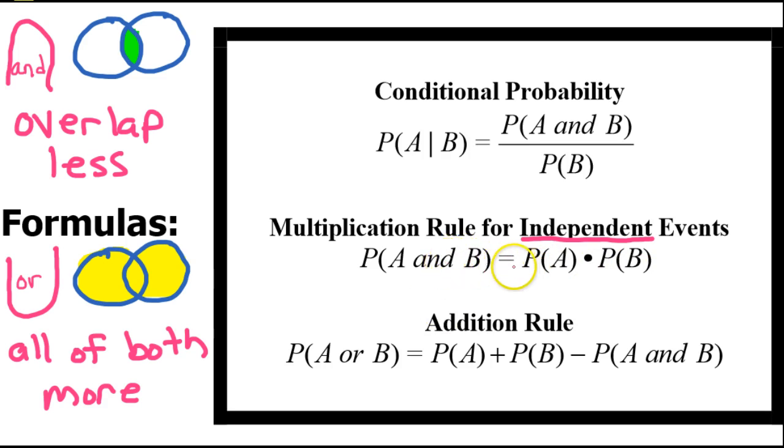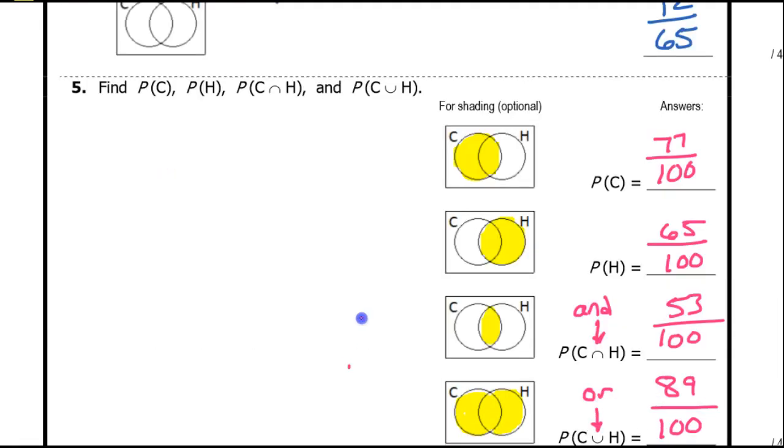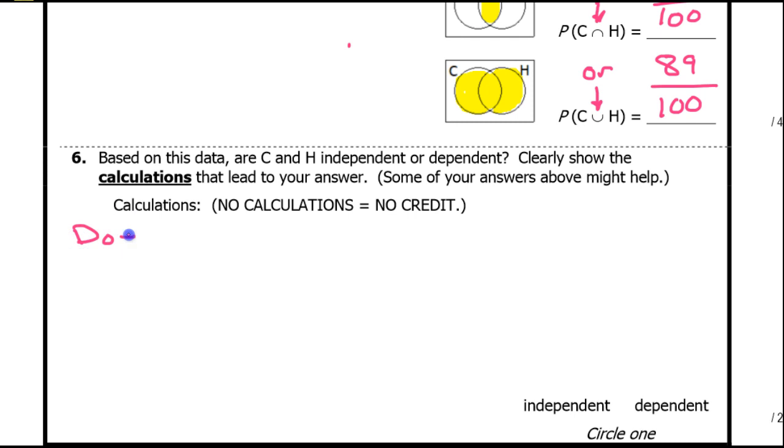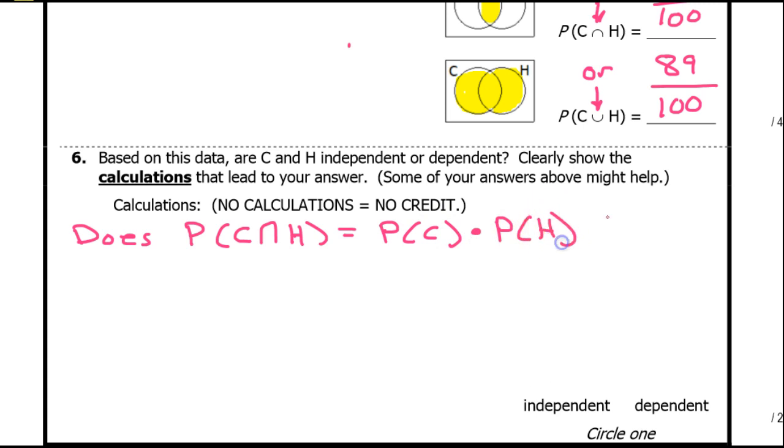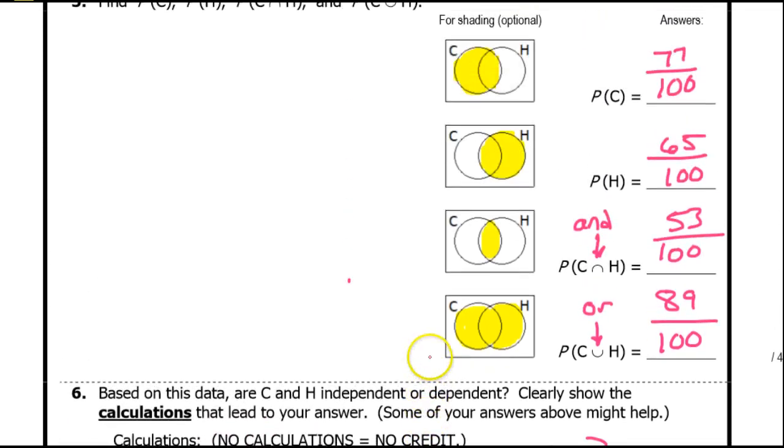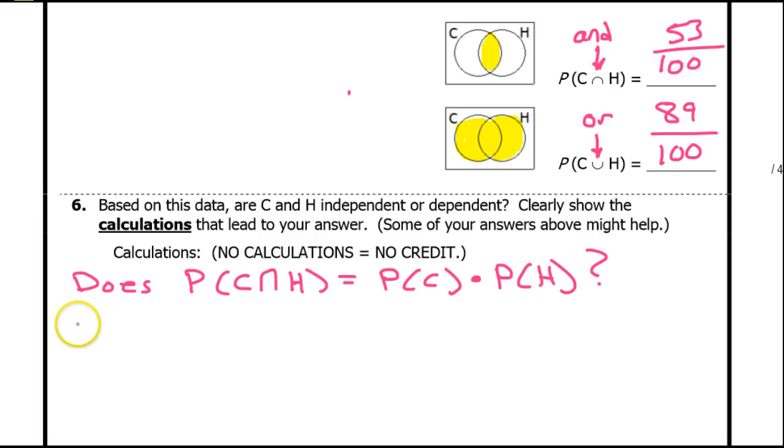All right, probability of A and B equals the probability of A times the probability of B. Okay, so let's check it out. All right, so we're asking ourselves, does the probability of A and, I'm sorry, we're talking about C and H. Does the probability of C and H equal the probability of C times the probability of H? All right, this is the question that we're asking ourselves. But we have all of these numbers right here. Okay, so the probability of C and H is right here. It's 53 out of 100.